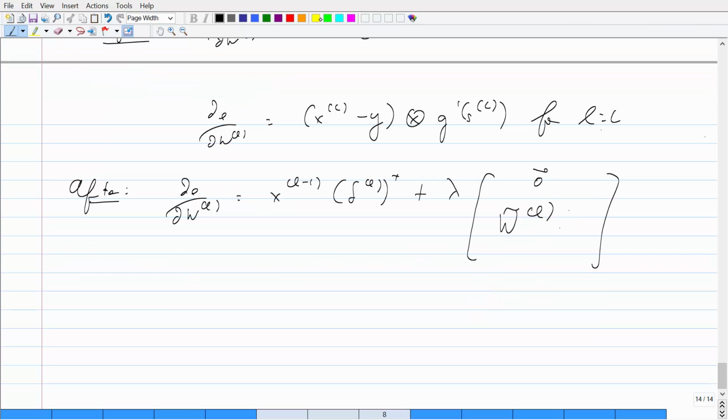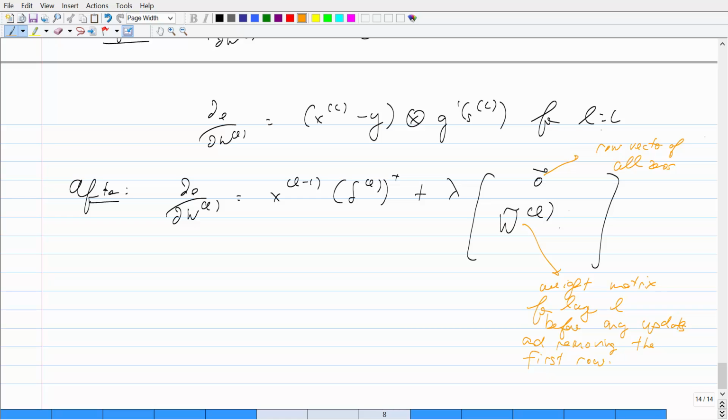Okay, so this is what you do instead. What's going to happen here is this is a row vector of all zeros. And then this is the weight matrix for layer L, before any updates. So this is what it is currently, before any updates, and removing the first row. Okay, so that's what the update would be. This is for all the layers except the last one.